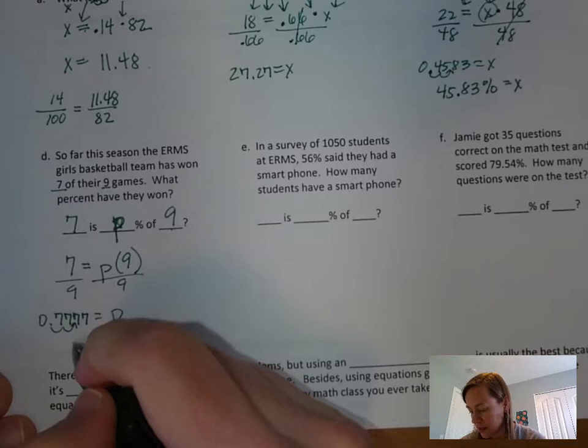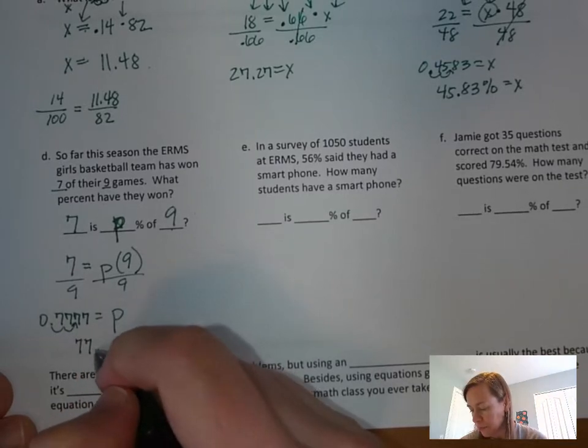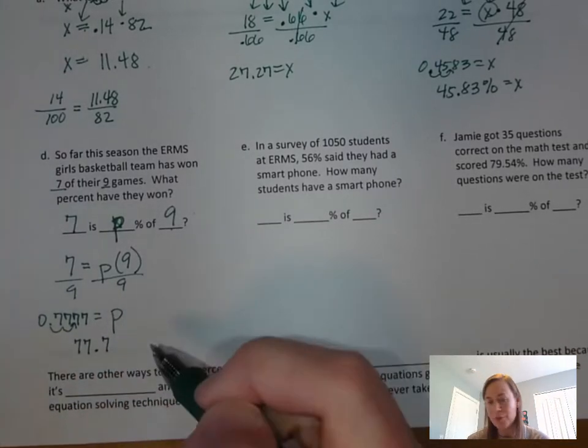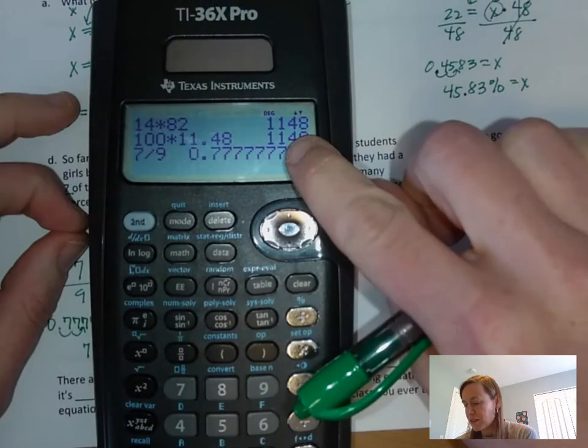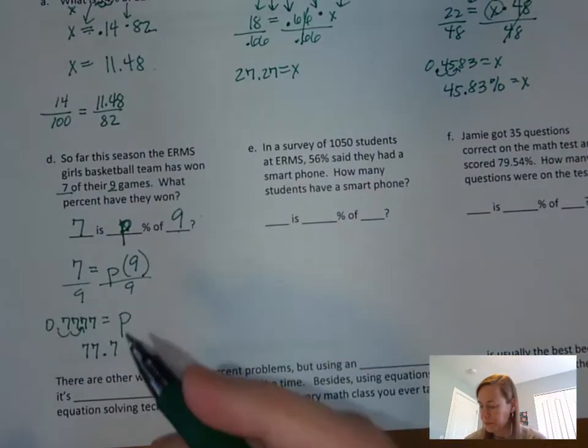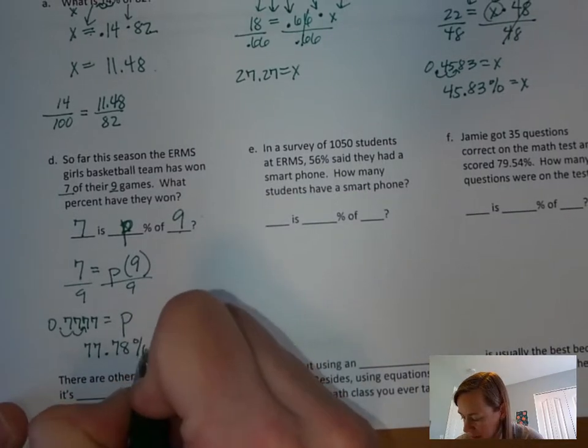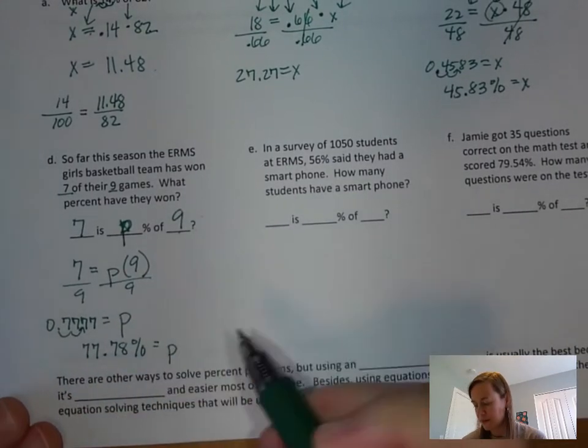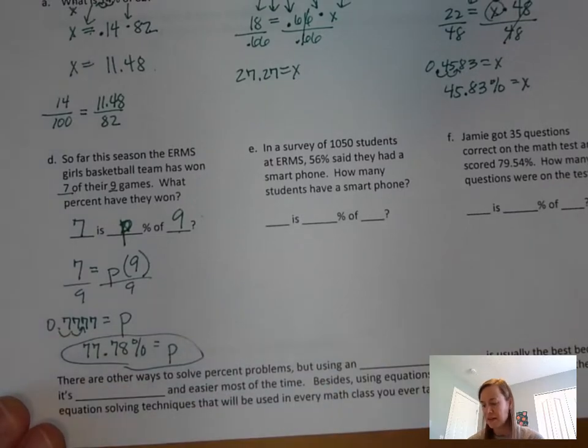And you're going to wind up with 77.7. Now, I have a bunch of 7s repeating, so I'm going to round that last 7 up to an 8, just like my calculator did way over there. 0.78% equals P. And that is your answer.